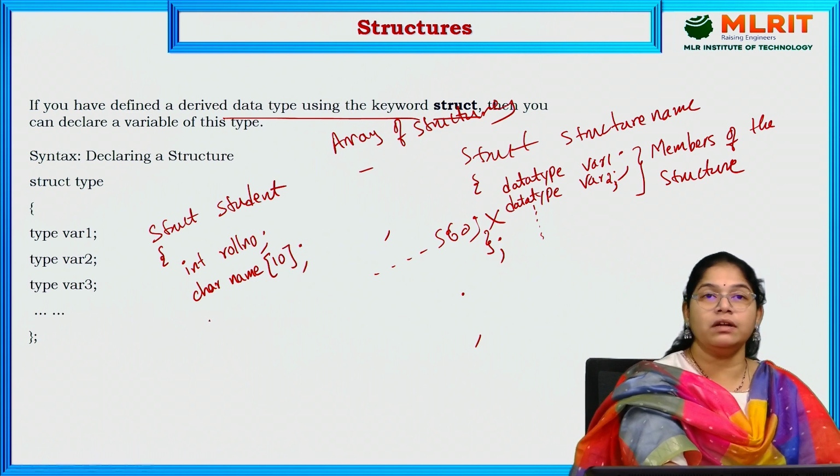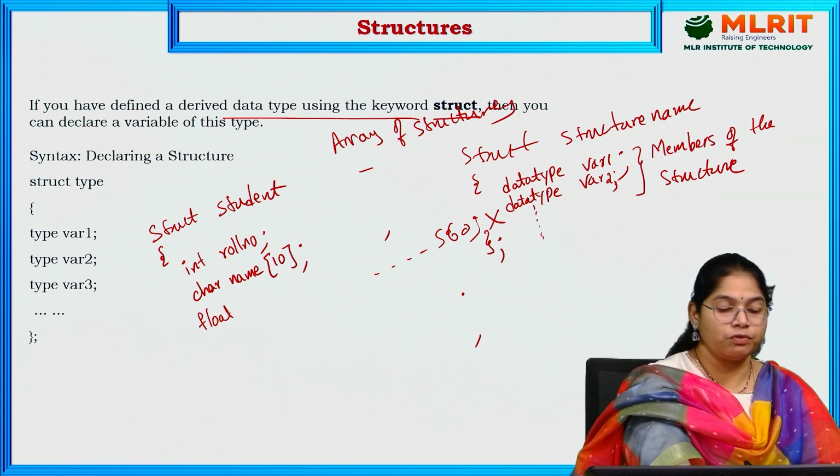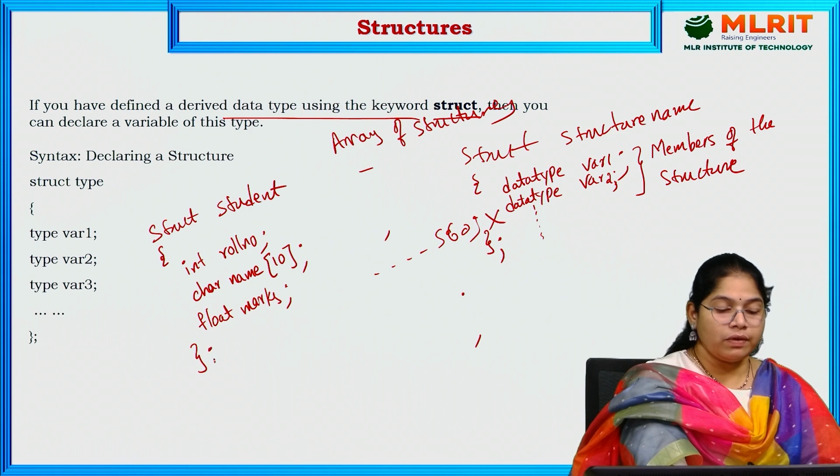The size of the character array here I consider as 10. Then I want marks also, so float marks. This is the end of the structure.